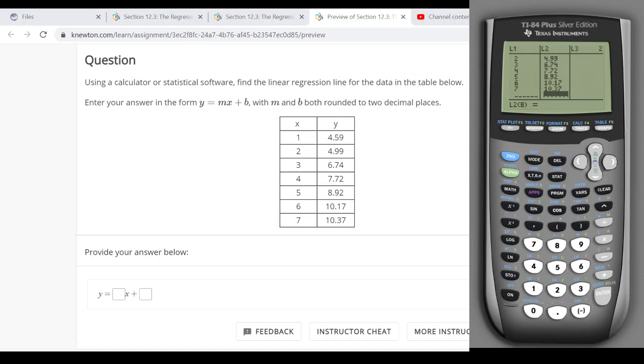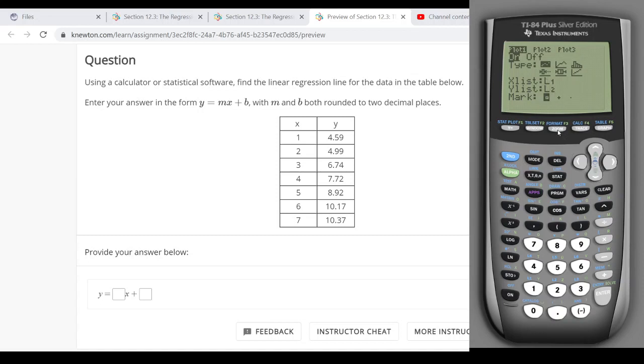Now first I want to show you a scatter plot. So I'll go second, stat plot, above the y equals button. Go to plot 1. You've seen me do this before. Plot 1, turn it on. It is a scatter plot, that's the first type there with the dots. The X list is L1 and the Y list, the y coordinates, is L2.